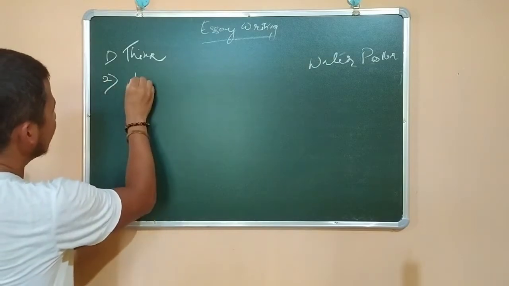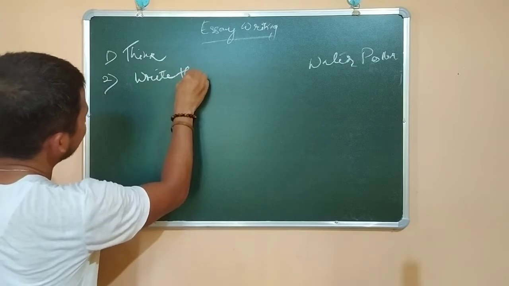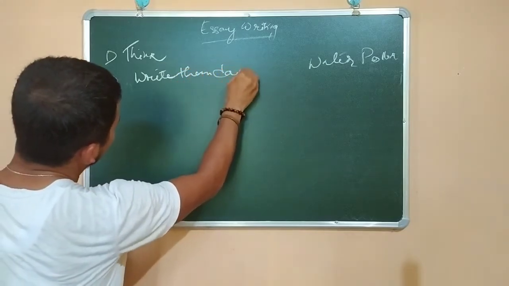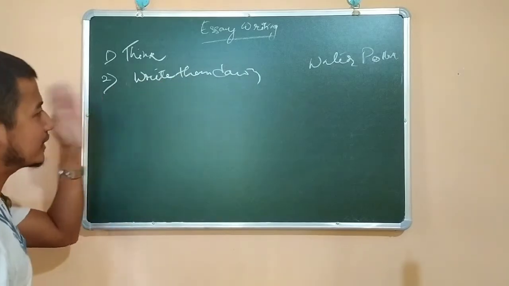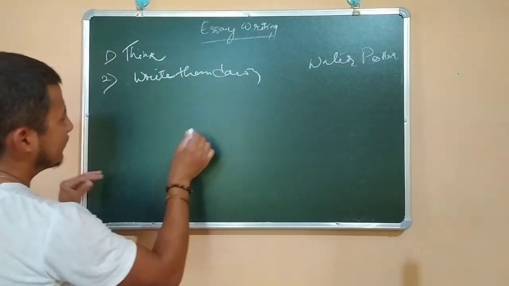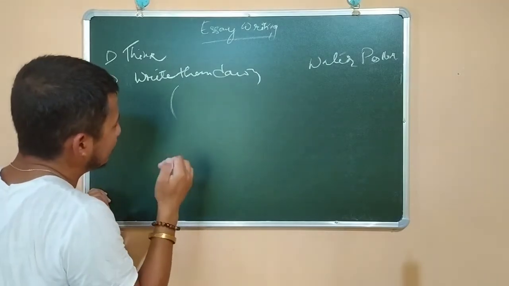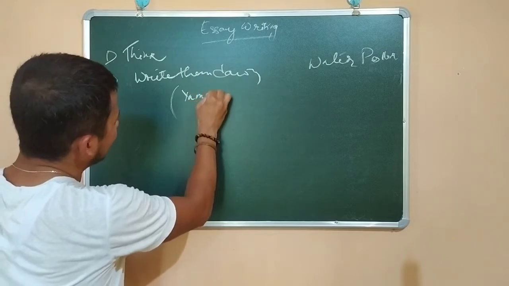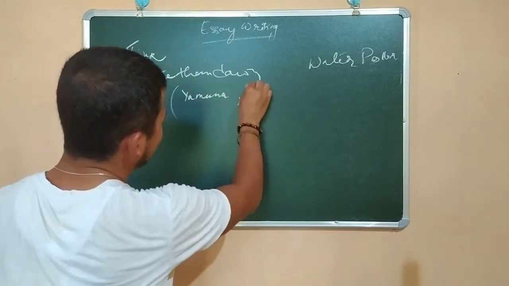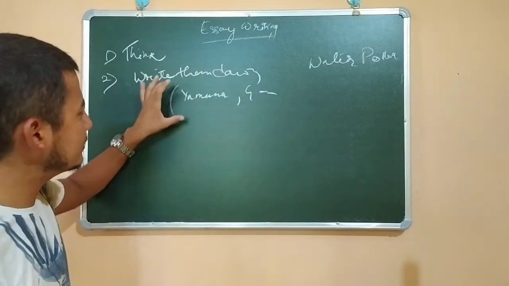Then jot it down. Write them down in the question paper. I am not talking about writing the essay from here itself, just writing the points. Suppose for water pollution, your mind comes to Yamuna river pollution or Ganga river pollution. This is one point.